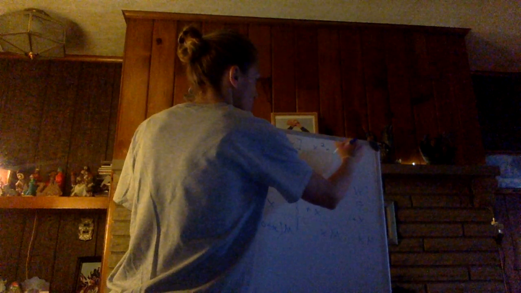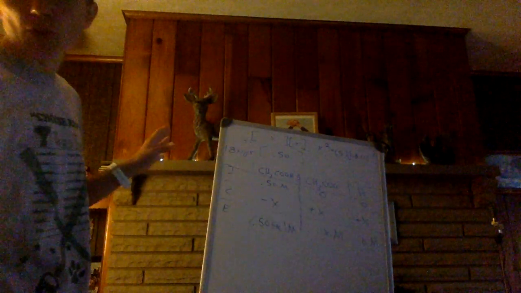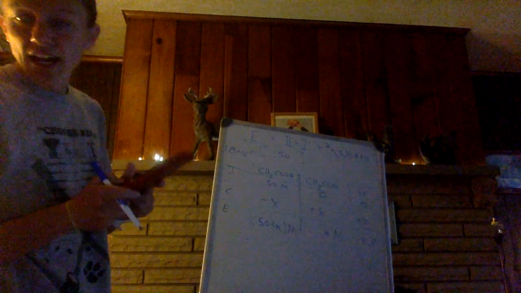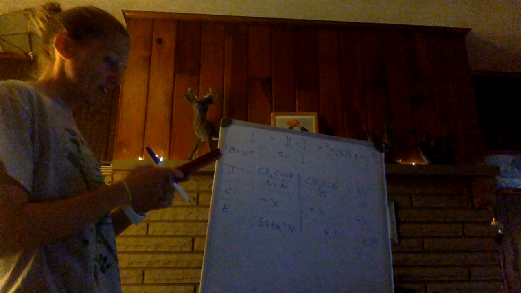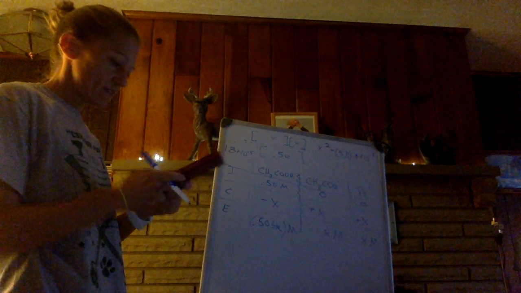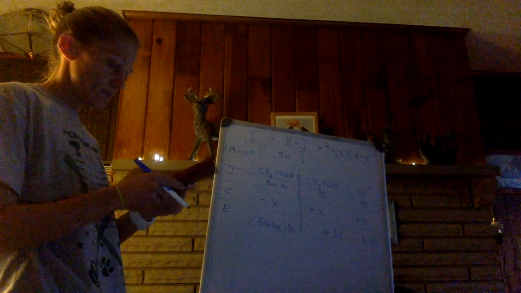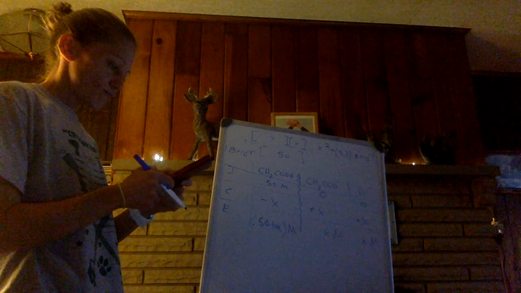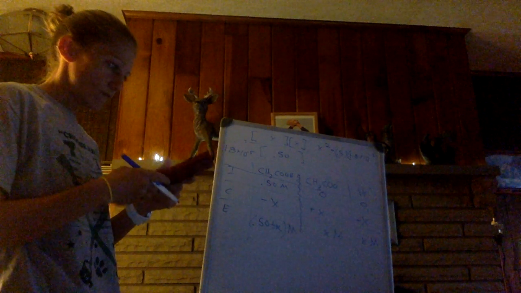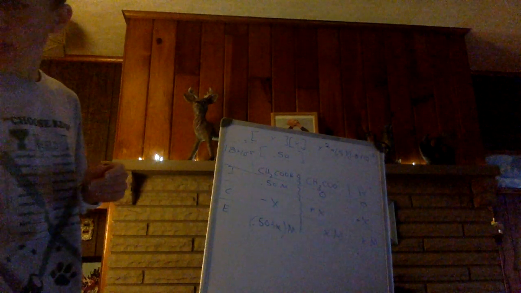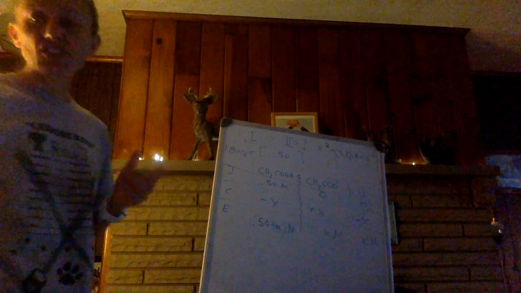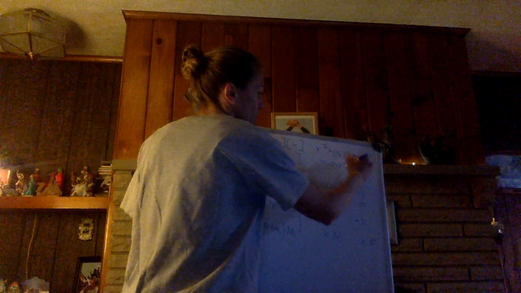So what I end up getting is that X squared equals 0.5 times 1.8 times 10 to the negative fifth. I end up being able to multiply that out pretty easily. I end up with X squared equals 9 times 10 to the negative sixth. So when I solve for that, I get that my X is 0.003 molar.